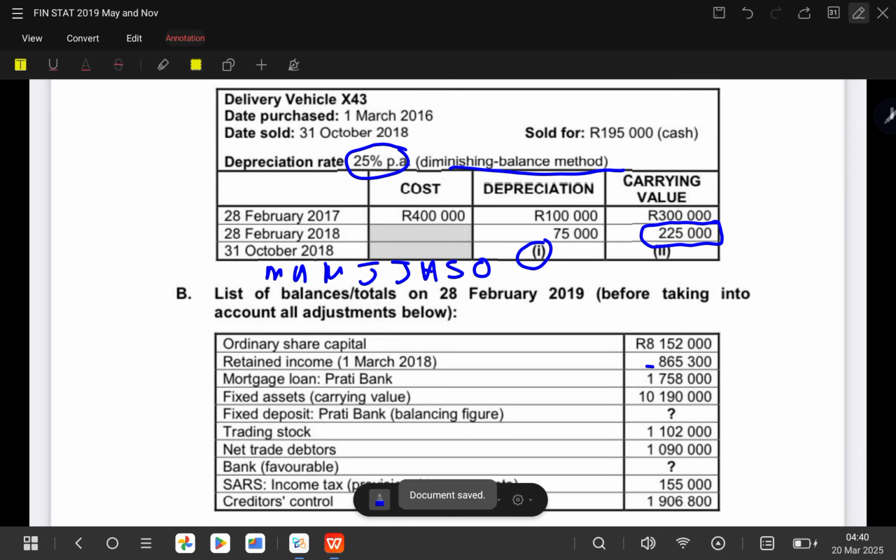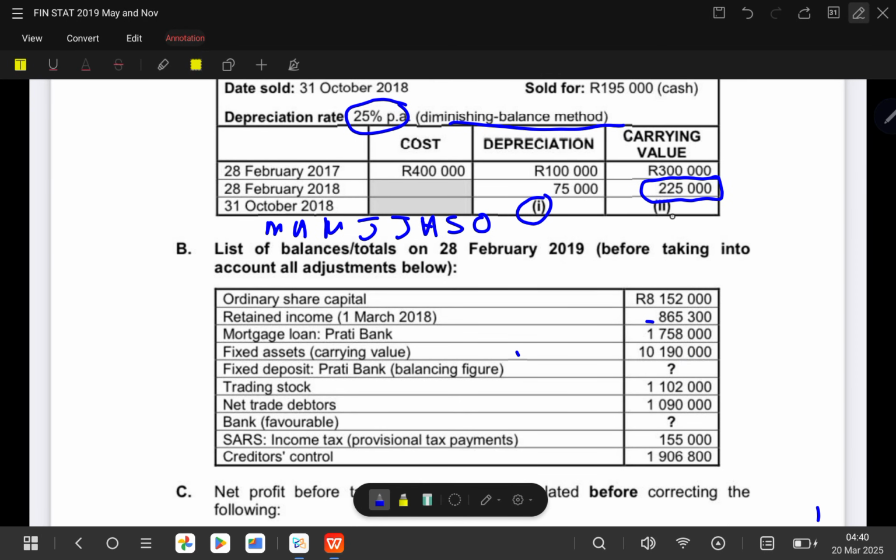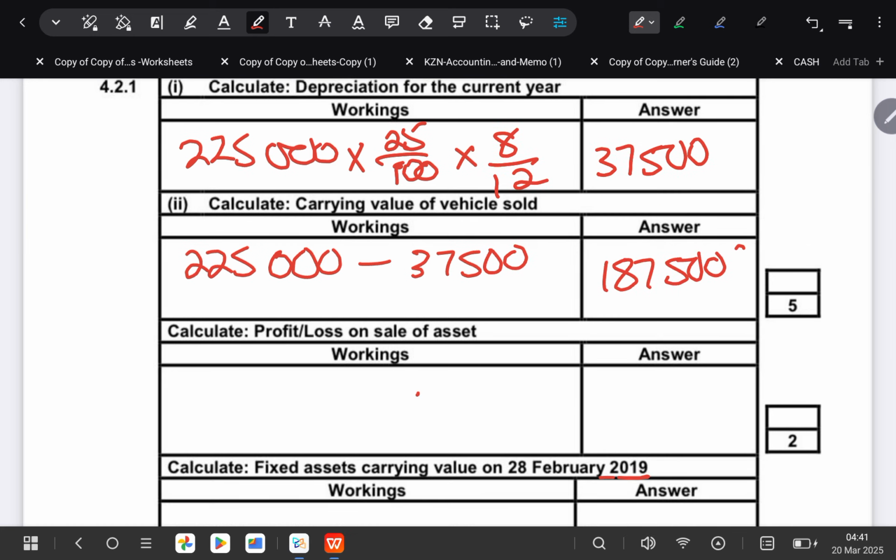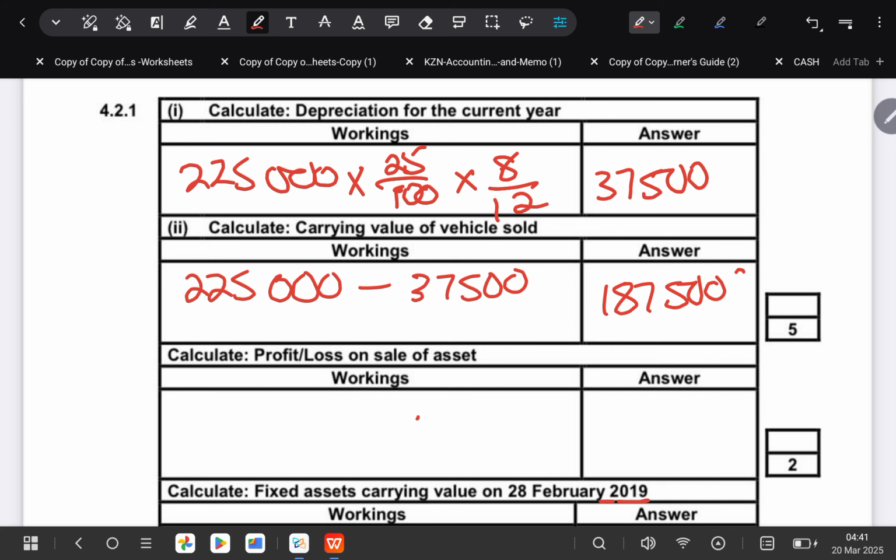And the next thing, they want you to calculate Roman figure number two. They want you to calculate the carrying value. So your carrying value is going to be, remember, our carrying value at the beginning of the year was 225,000. So you're going to take 225,000 and you subtract your depreciation for the year, which is 37,500, and it will give you a carrying value. So 225,000 minus 37,500 gives us 187,500.